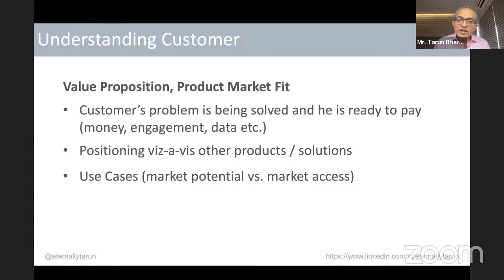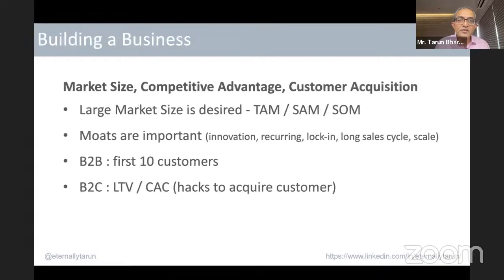Now, as far as the use cases are concerned, you want to see whether there is a market potential and whether you can really access the market. You may build a great product, and let's say it is for the government, for example, in defense and so on. Now, the market access is very, very difficult. Nobody can just go about selling defense products to the government, right?